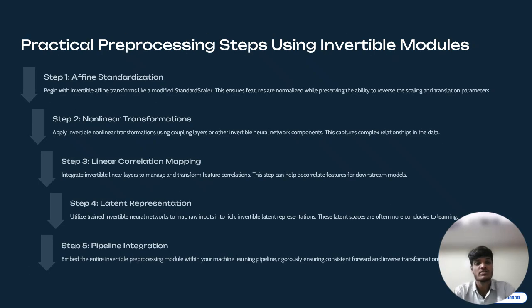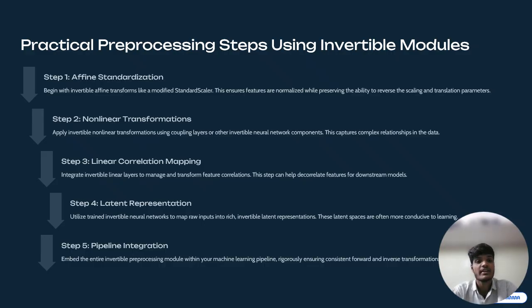Now, practical pre-processing steps using invertible models. There are 5 steps in the pre-processing. First, step 1, affine standardization. Begin with invertible affine transforms like a modified standard scaler. This ensures features are normalized while preserving the ability to reverse scaling and translation parameters.